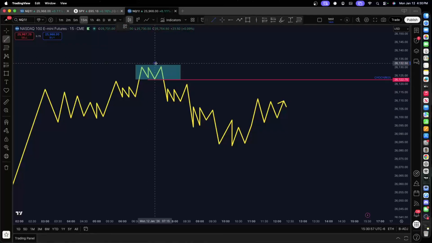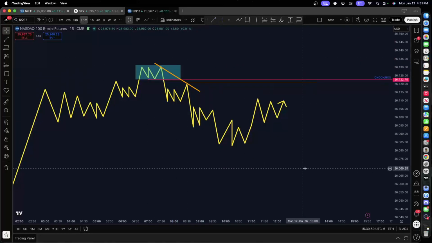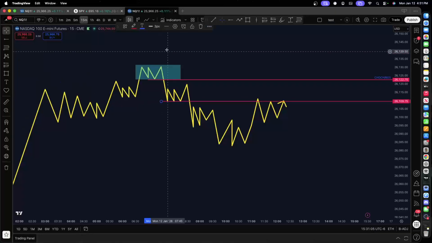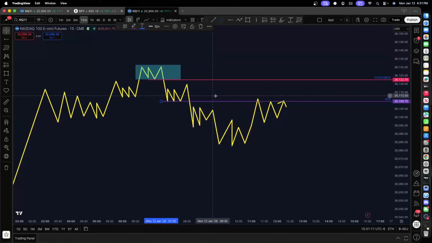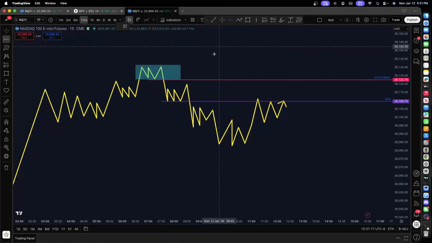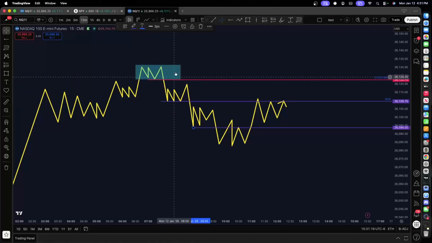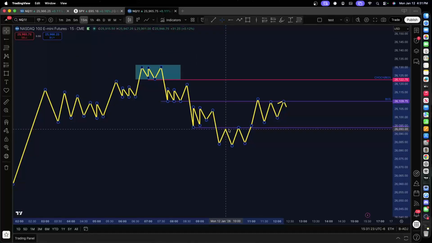How can I draw that out? Let's go like this, right? And then we continue on, right? This is not a change of character. This is a break of structure, right? And that's why I added all these dotties around, because it shows the structure pretty clear. Okay, so break of structure. Bam. We had another break of structure, which, look here, I'm just going to drag this one back into here.